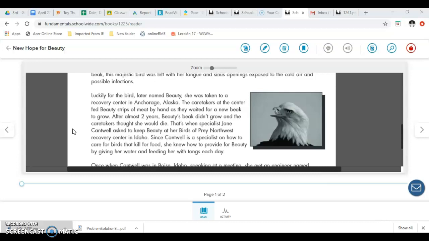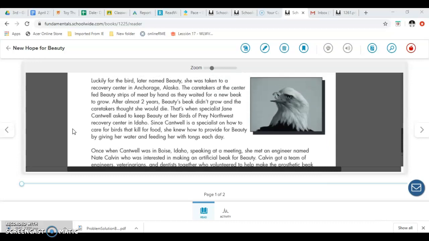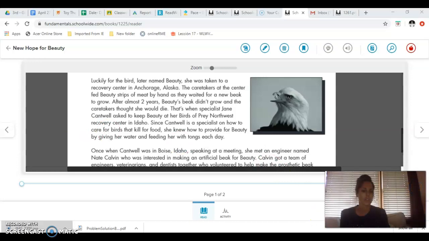Since Cantwell is a specialist on how to care for birds that kill for food, she knew how to provide for Beauty by giving her water and feeding her with tongs each day. So tongs are kind of like tweezers, right? And if you notice, care for birds that kill for food, do you think that Beauty, the bald eagle, was really struggling to feed herself because she didn't have that sharp, important upper beak?